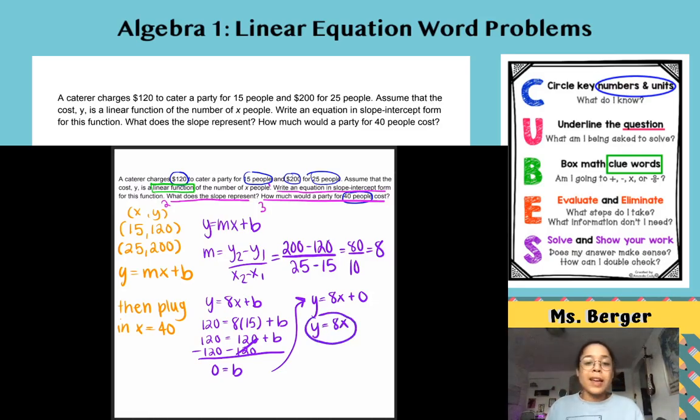Now we want to know what that slope means. Well, if we divide both sides by x, then we have y over x. Y is the cost and x is the number of people. So this is the cost for every person. 8 is the cost per person at the party.